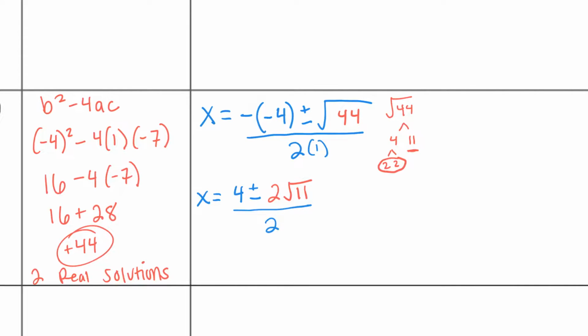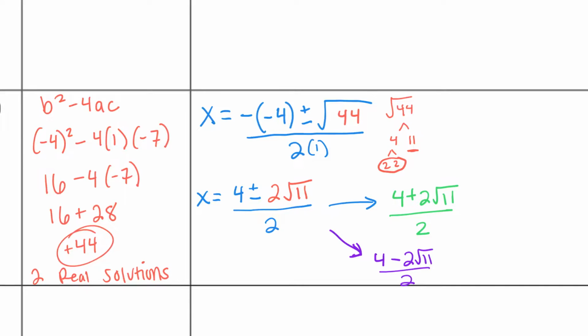Now that breaks up into 2 problems because we're looking for 2 real solutions. So let's see, I'll break one up into a green equation. So I get 4 plus 2 root 11 over 2. And then the other one, we'll make it purple. So we get 4 minus 2 root 11 over 2.